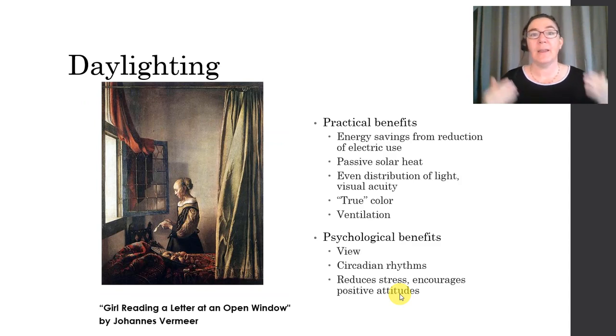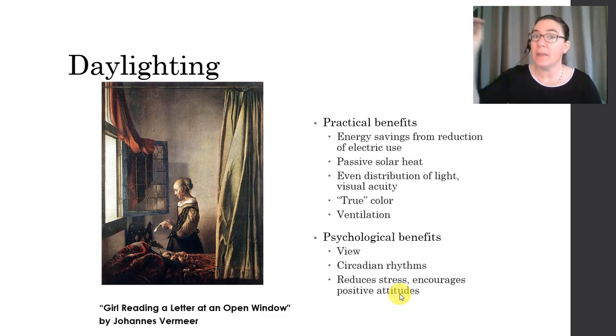So starting with daylighting, daylighting is an important part of your quality lighting design. All right, there are some practical benefits to daylighting, including energy savings, reduce that energy use. All right, you get some passive solar heating, which can again reduce energy use for producing heating. Daylighting produces an even distribution of light for high visual acuity and true color. And daylighting, which often involves windows and could be operable windows, can help with ventilation of your building.